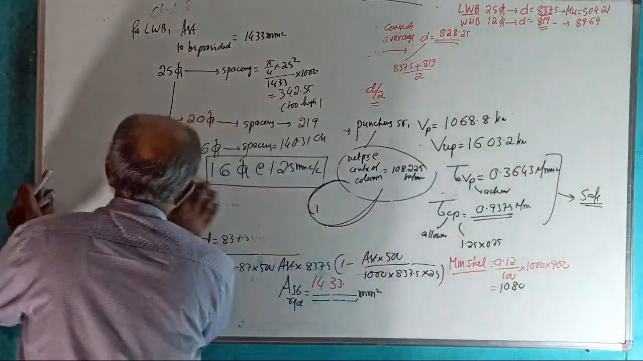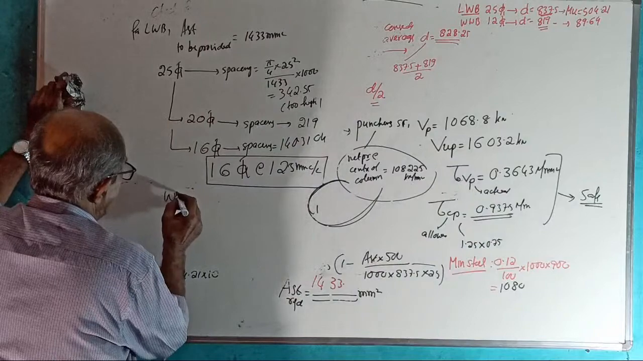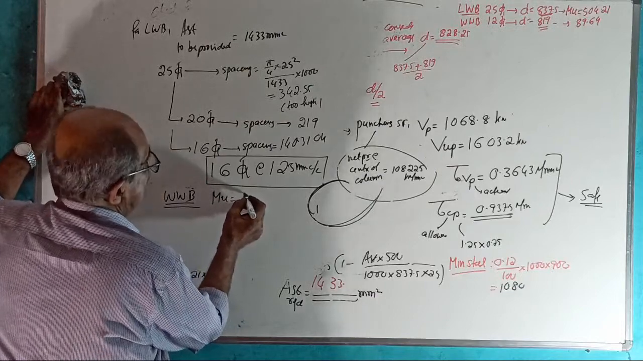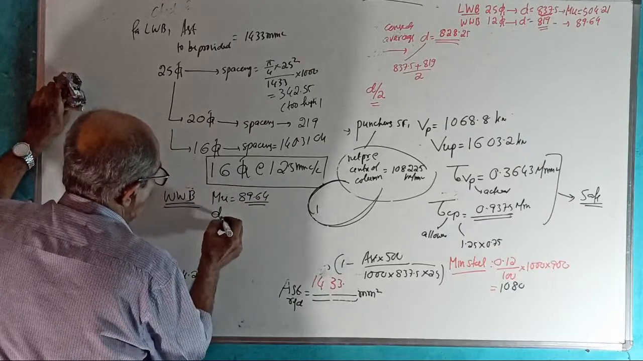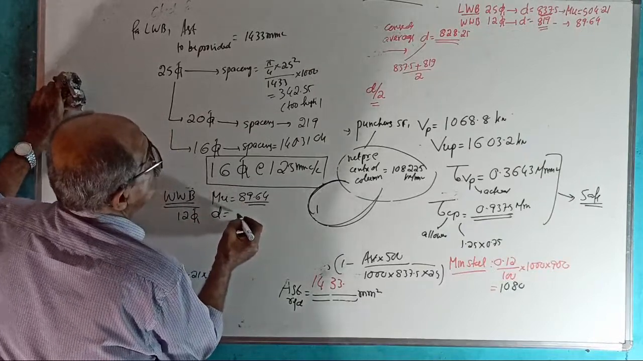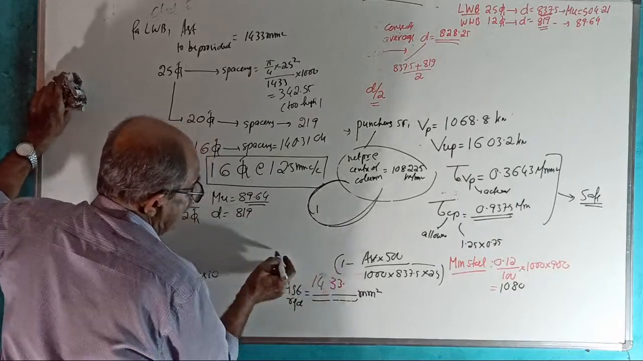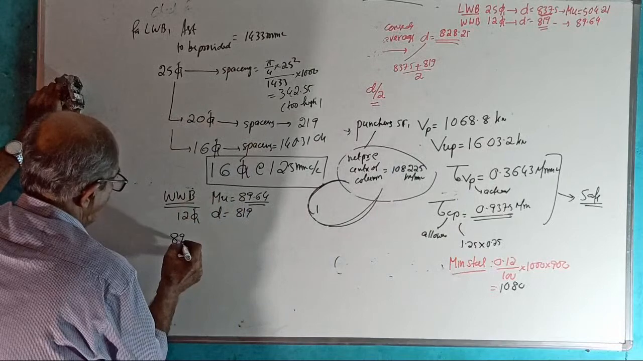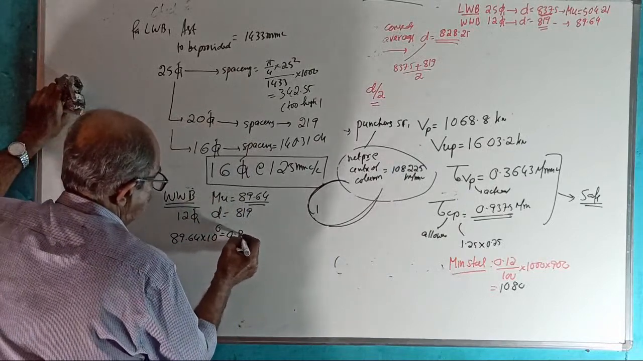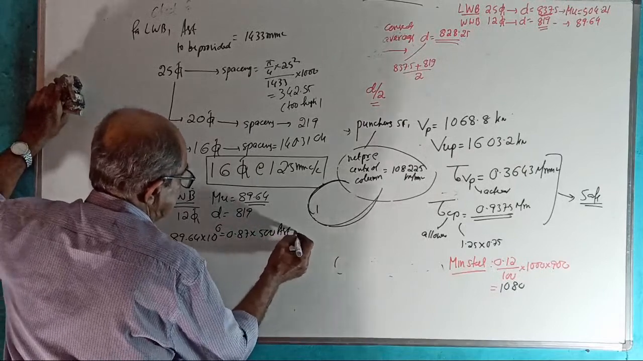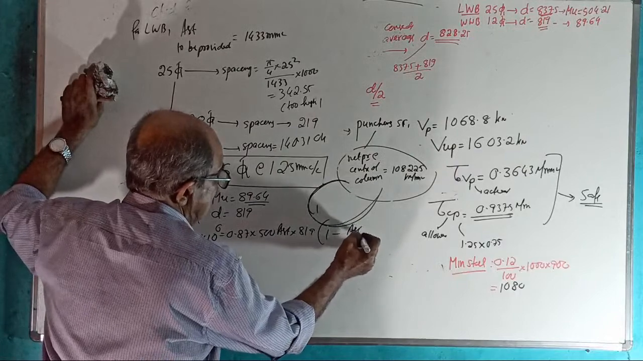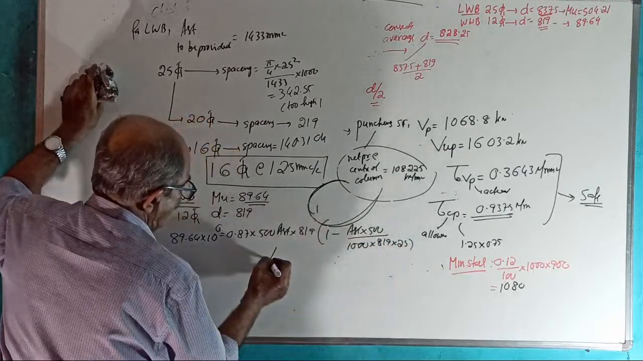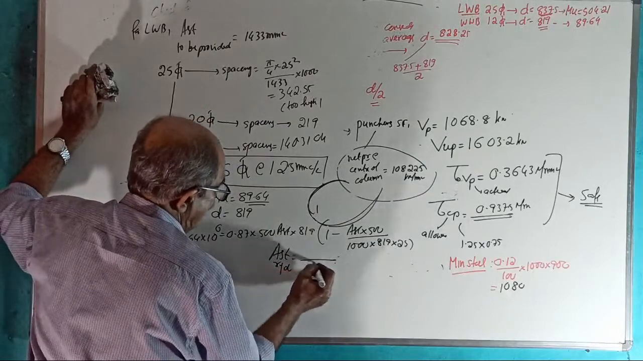Okay, then, same way, I'll do one thing now, widthwise bending. See, you don't waste time. Your Mu equal to, very small, how much? 89.64. And your D, with 12 torr you have taken, your D equal to 819. So substitute here, 89.64 times 10 to the power 6 equal to 0.87 into 500 into AST into 819 into 1 minus AST into 500 divided by 1000 divided by 819 divided by 25. Tell what is the AST required? Fast. Very small AST will come.